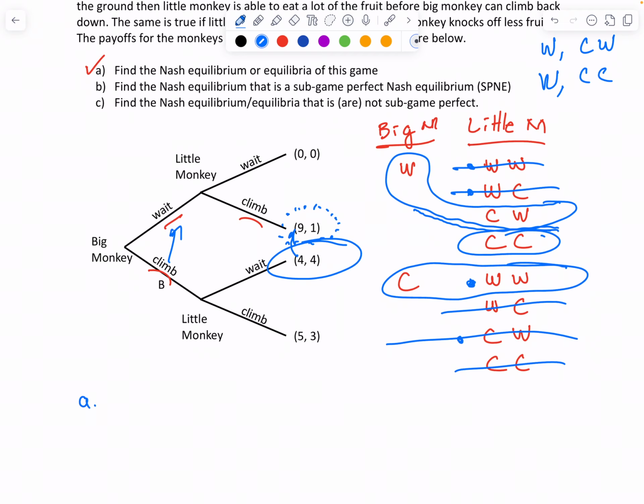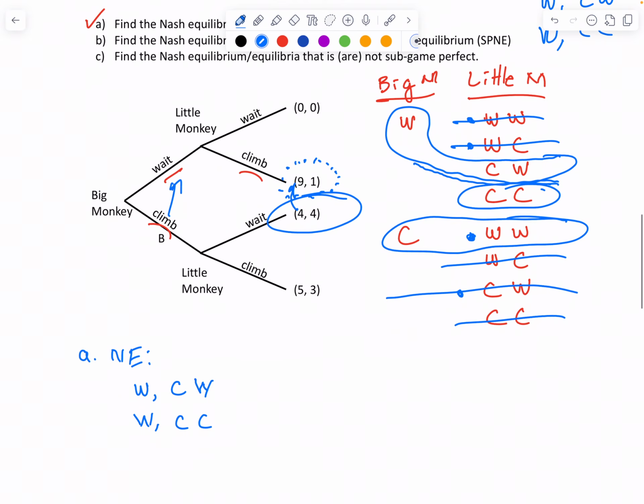Part A, the 3 Nash equilibria are: big monkey waits up above, and then little monkey climbs up above and waits down below. Whoops. Let's undo that. That's a really weird looking W. The other one is big monkey waits and little monkey climbs, whether they're in the top tree or the bottom. Sorry, top bracket or the bottom bracket. It's unfortunate it's also about a tree. The third Nash equilibrium is big monkey climbs and little monkey waits.